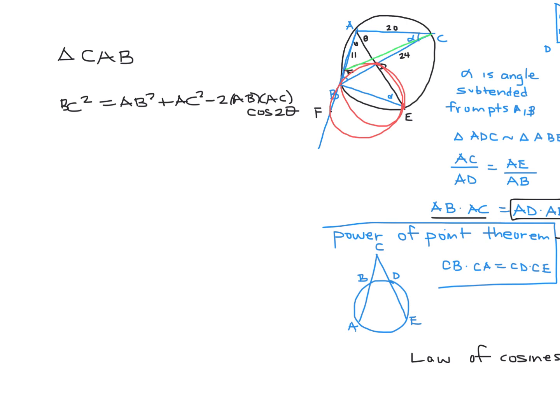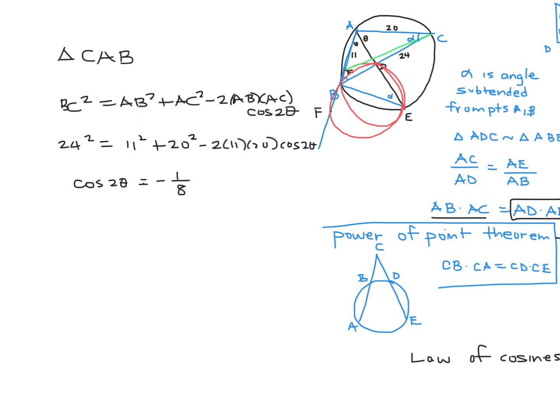Yeah. Okay, so BC, I think we have all these numbers. 24 squared, 11 squared, 20 squared, minus 2 times 11 times 20 cos 2 theta. And then when you crunch out these numbers, you get cos of 2 theta is equal to negative 1 over 8, right, after you make all the calculations.